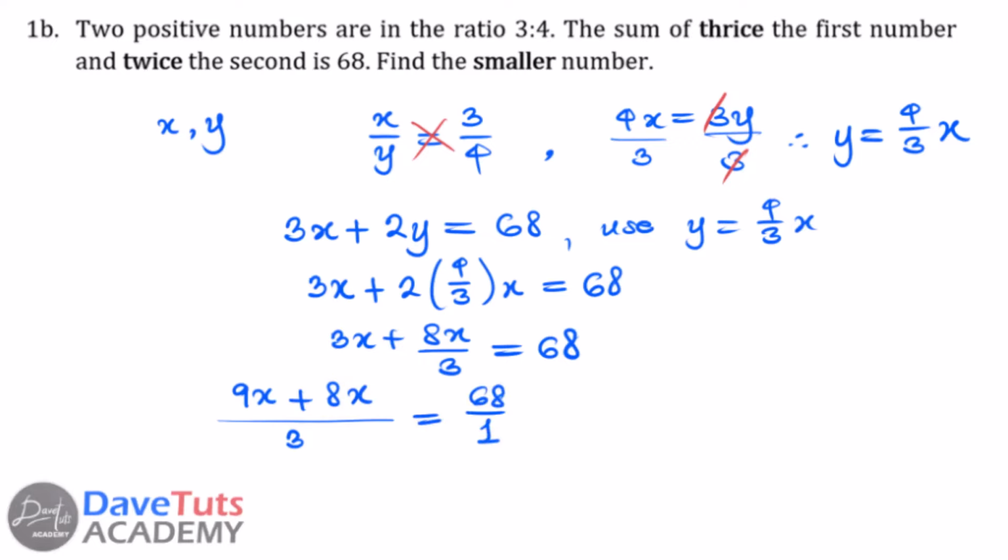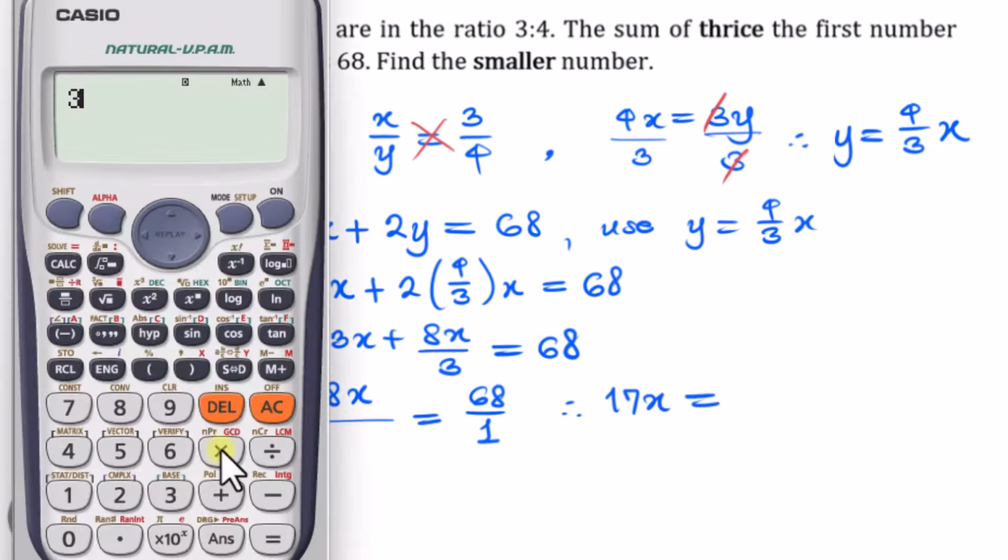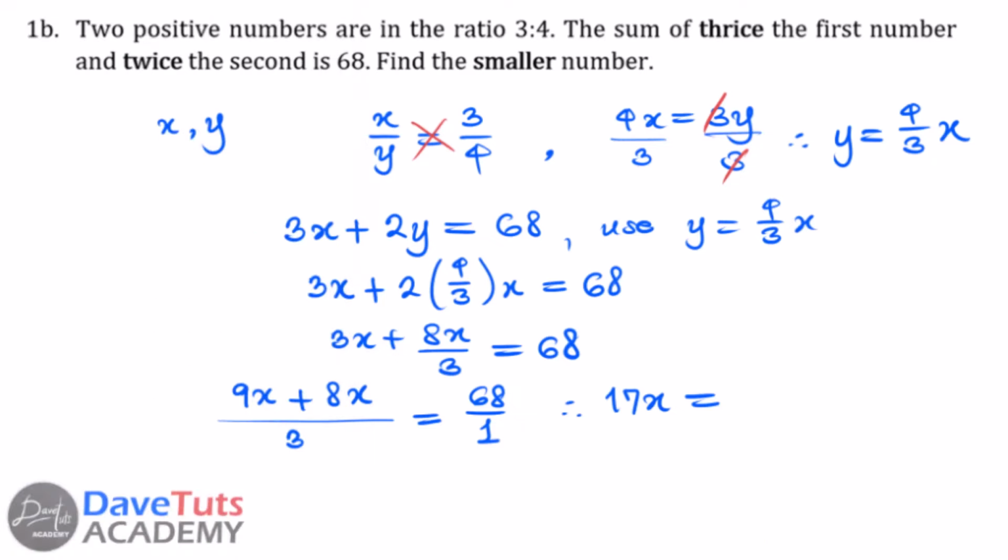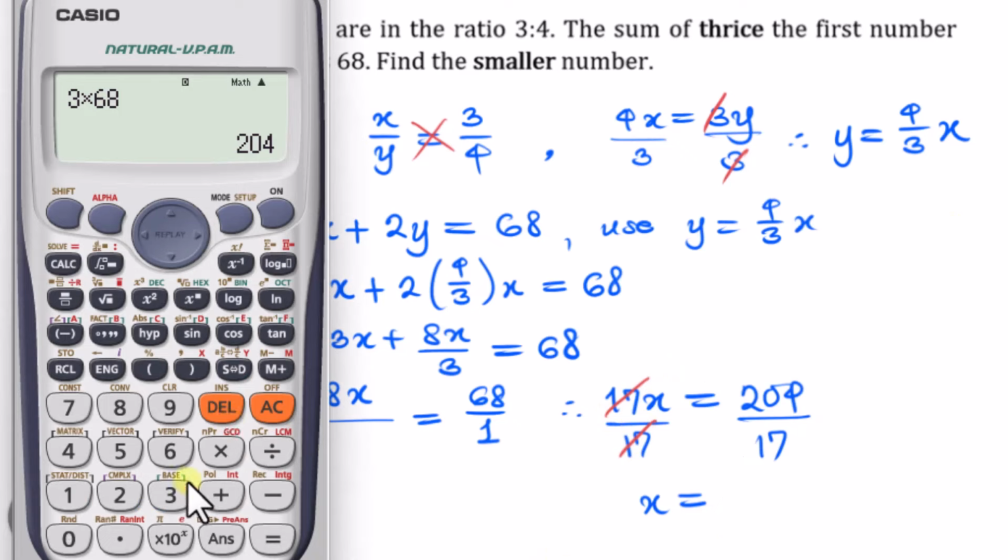68/1, and again I will have this as 9x plus 8x, that will be 17x is equal to, here cross multiplying, it will be 3 times 68, and what's 3 times 68? We can have that as 204. This is 204, so that if I divide both sides by 17, then x will be 204/17. Okay, so 204/17, our answer divided by 17, what is going to give us? This is 12.